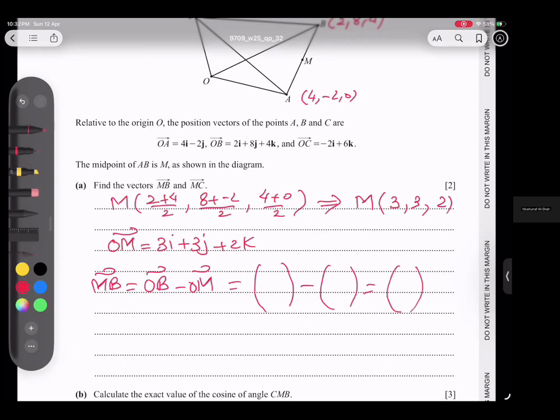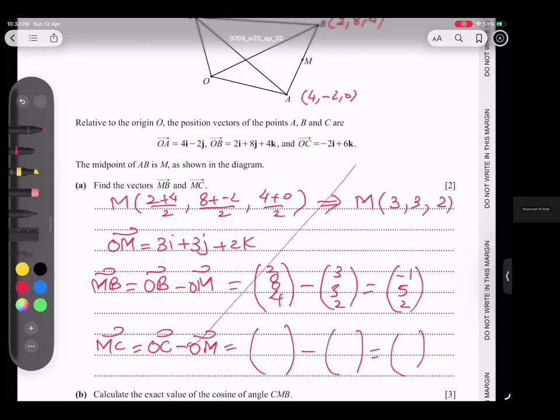So OB minus OM is my answer. Okay, what is OB, students? OB is this one, 2, 8, 4. And OM is this one, 3, 3, and 2. So 2 minus 3, I get negative 1, 5, and 2. Same way I can go for MC. So OC, the vector ending at C, OC minus the starting vector, OC minus OM, gives our answer. OC is this, negative 2, 0, and 6. And OM is this, 3, 3, 2. So I'm getting negative 5, negative 3, and 4.